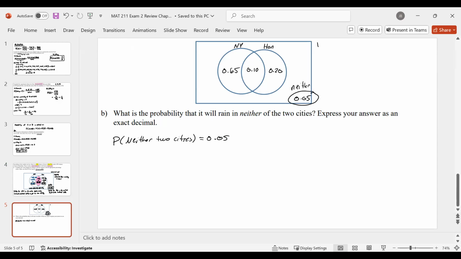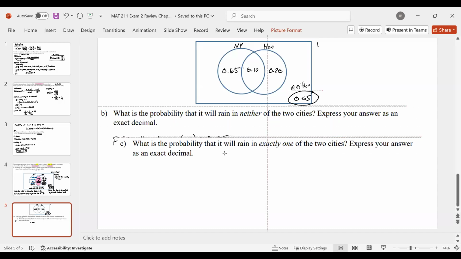So if they want your answer as a percentage, you would write it as 5%. Decimal or percentage, we will make sure that is clear on the exam. That way there's no confusion. And then the next question they might ask you is something like this. What is the probability that it will rain in exactly one city? One of the 2 cities.